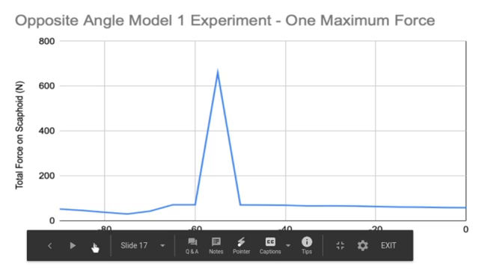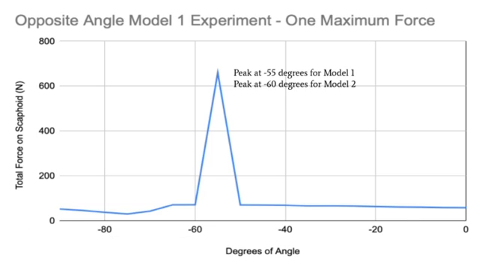The results of the opposite angle experiments also saw the one maximum force on the scaffold generally increase to a peak angle and generally decrease after that peak angle. For Model 1, the one maximum force increased in magnitude from -75 degrees up to -55 degrees, then decreased in magnitude from -65 degrees back down to -0 degrees. The maximum force peak for Model 1 was -55 degrees.